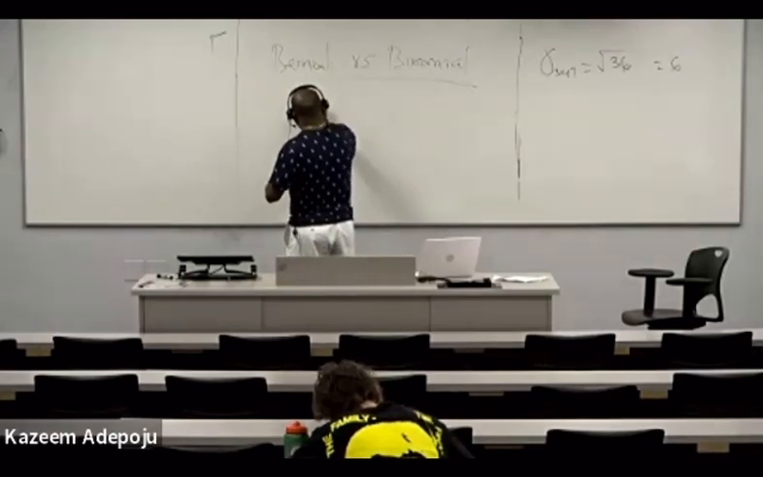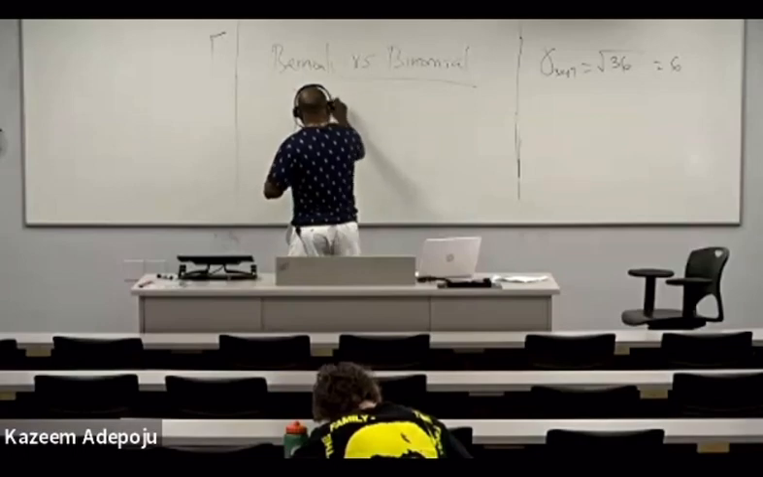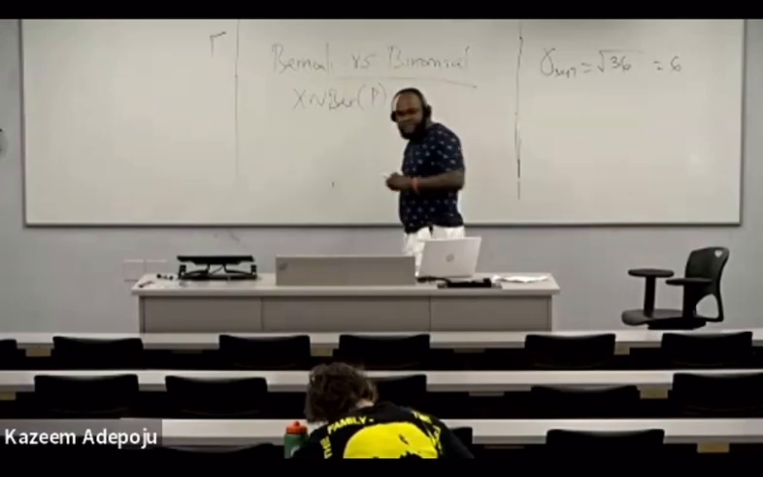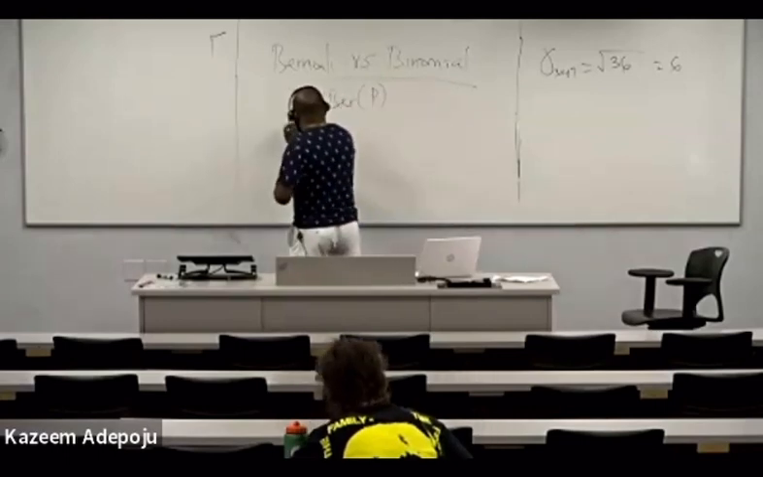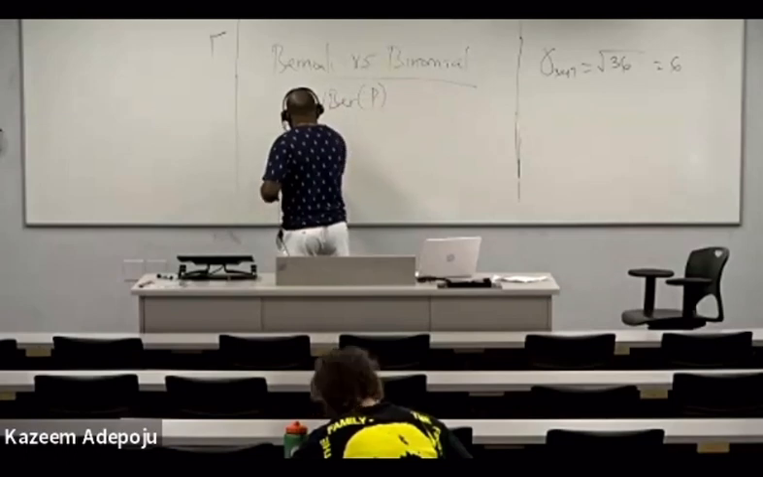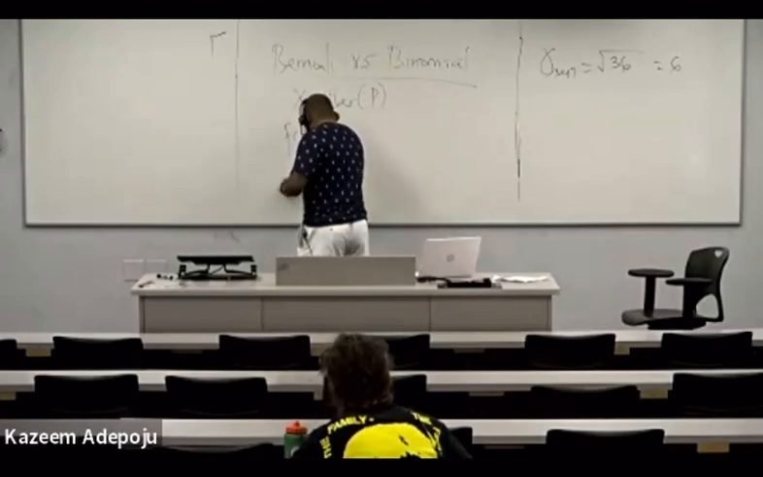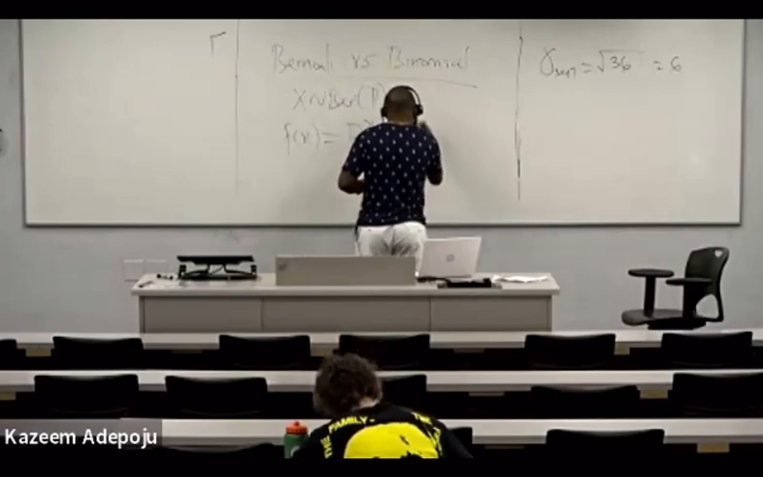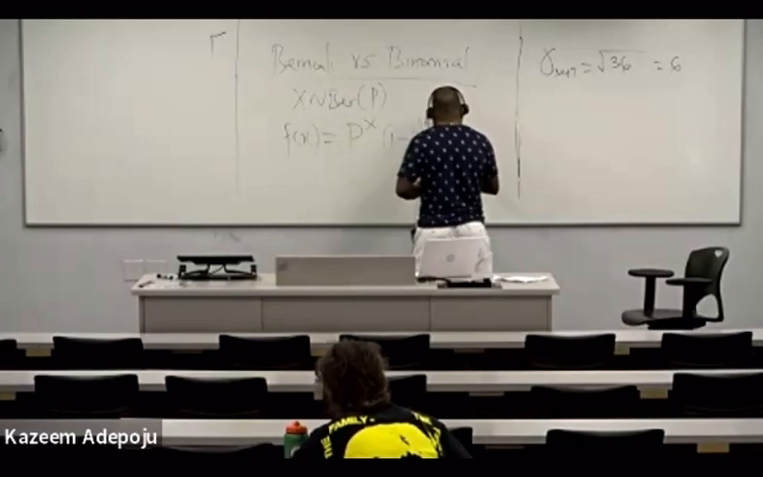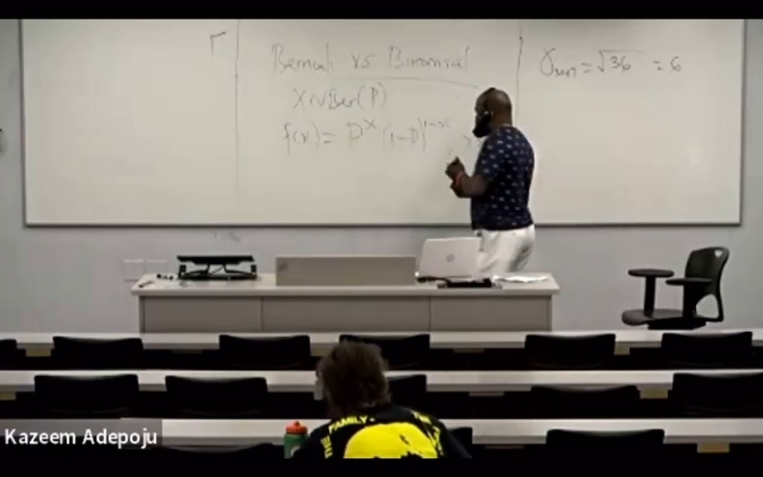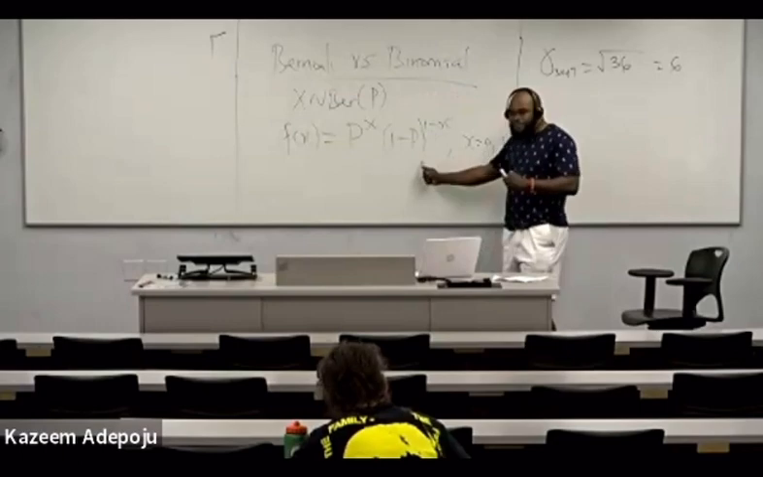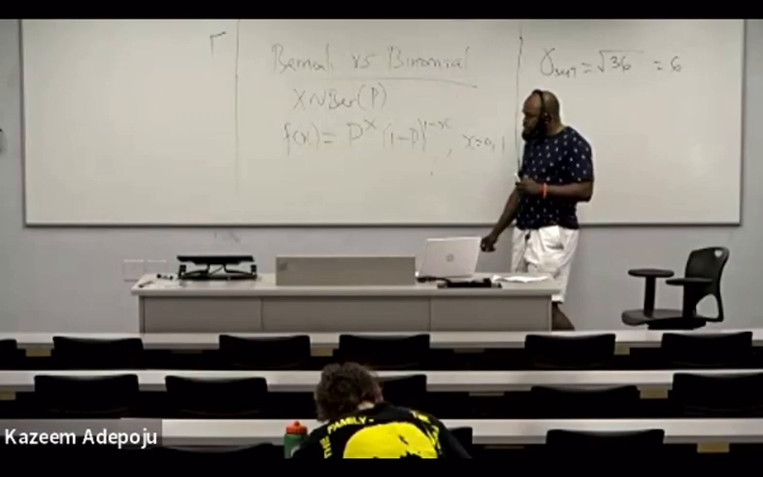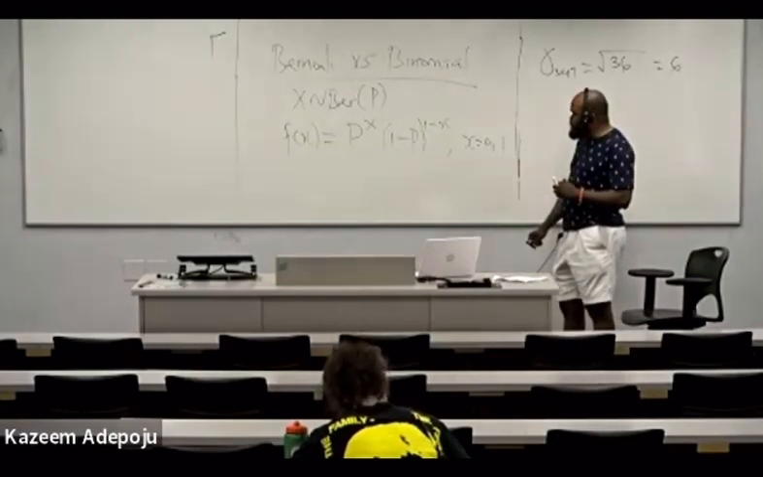If a random variable X follows Bernoulli, we normally write it this way: Ber with parameter p. What is the probability mass function? The probability mass function is p raised to power x, times 1 minus p raised to power 1 minus x, where x starts from 0 to 1. This is the probability mass function for Bernoulli.